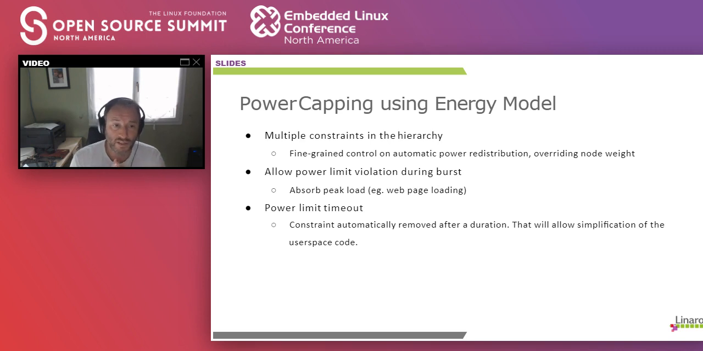So that allows, for example, page rendering without capping the power. We let the page rendering absorb the peak of load without capping everything. So that gives us some room. It's like the turbo mode of the CPU. Also, we have the power limit timeout. So if we have a lot of constraints, we can say, okay, we set this constraint, and this constraint will automatically be removed after a while. And that might help user space to manage the constraints.